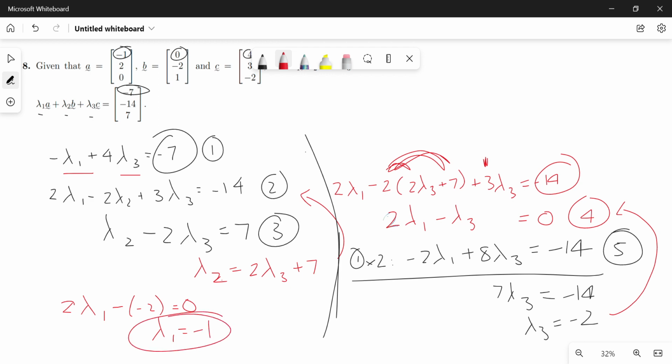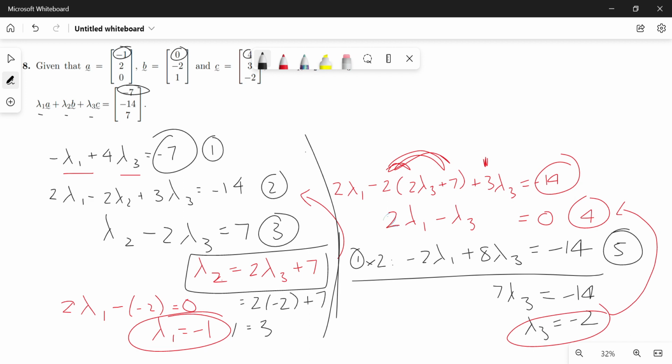So now we've got lambda 3 and lambda 1, and then remember where we started from, which was here. Lambda 2 is equal to 2 lots of lambda 3's, which is -2, plus 7. So 7 minus 4 is 3. So we have them all: lambda 1 is -1, lambda 2 is 3, and lambda 3 is -1. So definitely summarize that at the end of your working.